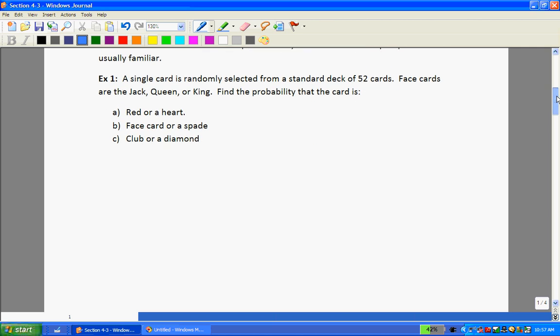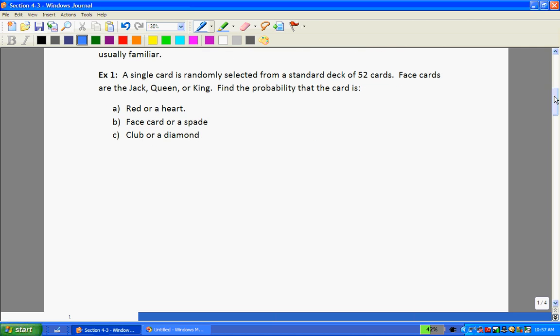To understand how to calculate OR probabilities, let's start with a sample space that is usually familiar. Example 1. A single card is randomly selected from a standard deck of 52 cards. Face cards are the Jack, Queen, or King, not the Ace. Face cards are the ones that actually have a picture of a person on them. We're not talking about the Joker. So King, Queen, and the Jack. Sometimes we think of high cards and we throw in the Ace, so just be careful with that. A face card does not include the Ace.